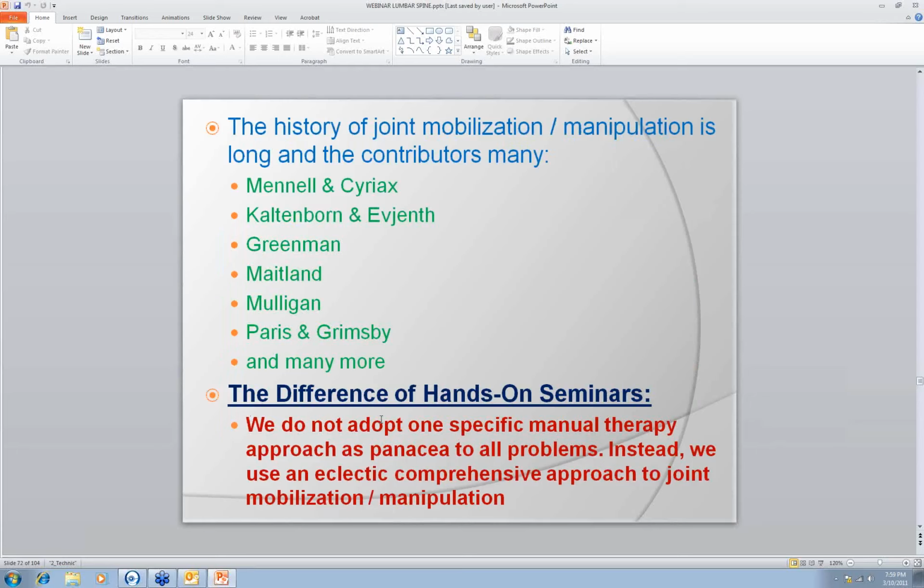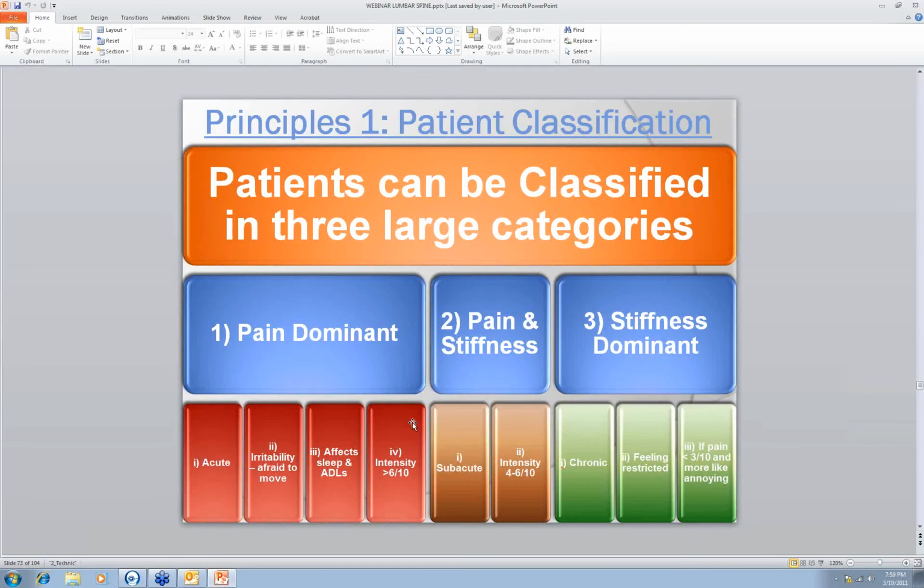Now, a difference that sets hands-on seminars apart from other gurus and experts in the area of manipulation of the spine is that instead of teaching one specific principle, we teach an eclectic comprehensive approach where we combine principles of all the leaders in the area. So we have identified which techniques we feel are the most effective and most efficient, and these are the techniques that we use. So, a few principles.